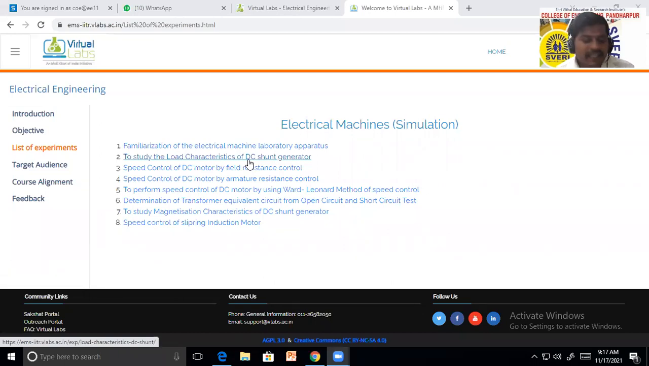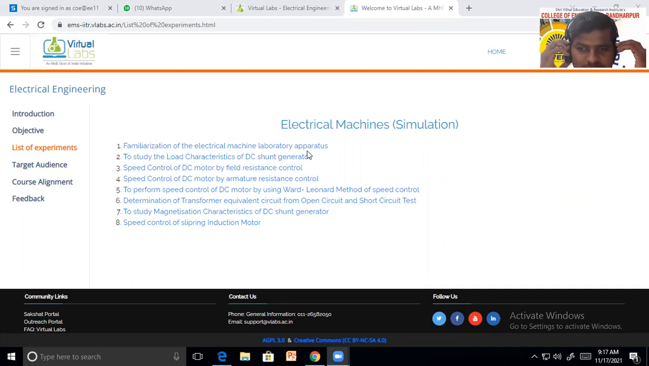We will discuss the next practical, that is speed control of DC motor, the speed control technique of DC motor. In the speed control technique, we will see today in the virtual lab, and in the next practical we will see it on the physical panel. So today's practical is about the speed control of DC motor by the field control technique, that is by inserting a field resistance in series with the field, and by inserting an armature resistance, that is the armature control technique.